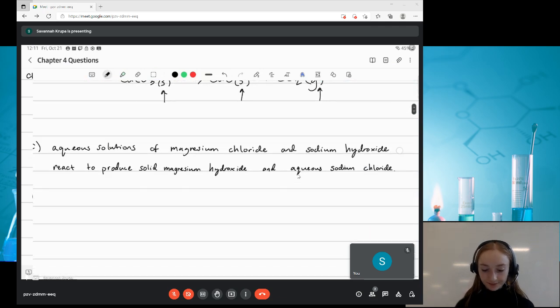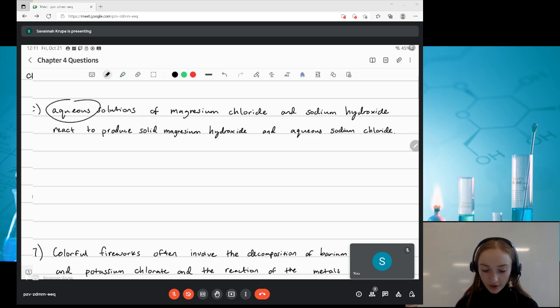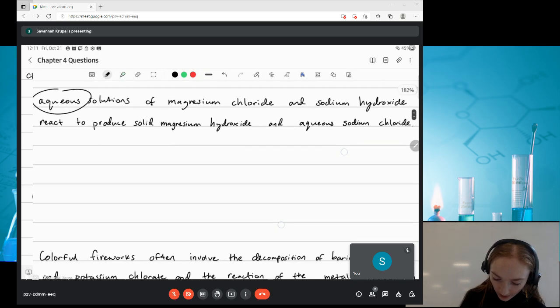So 5C, hopefully you can see my screen. Yeah, awesome. Okay, so we have 5C and it says aqueous solutions. So that's an indicator of our state. We have aqueous solutions of magnesium chloride. So I'm going to write out what we're working with here.